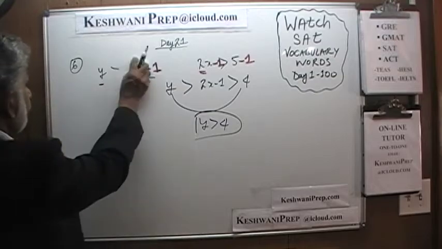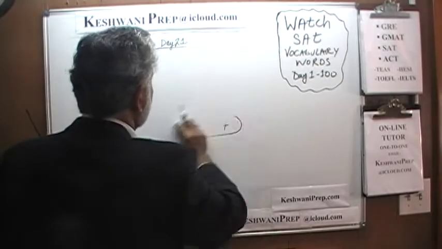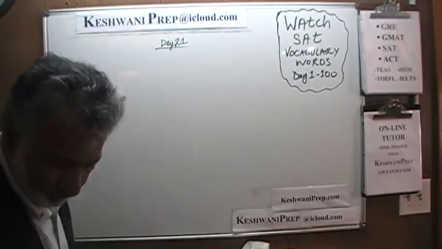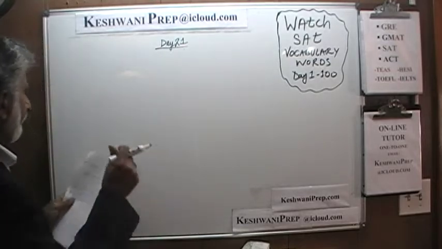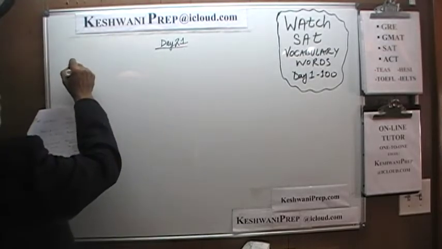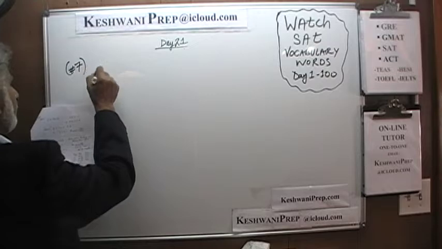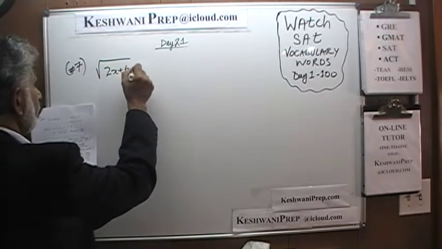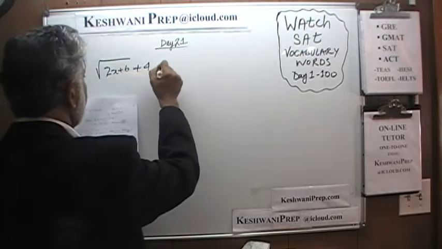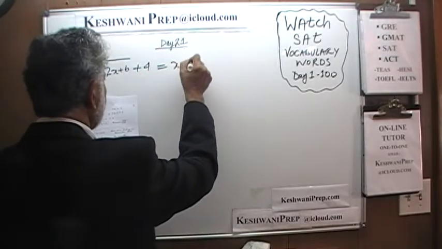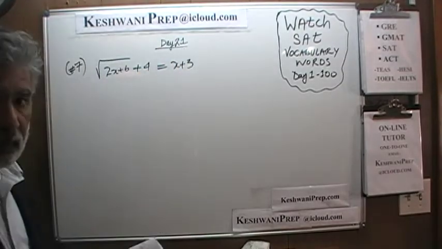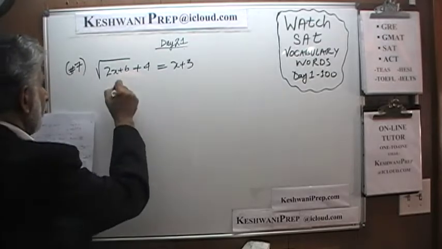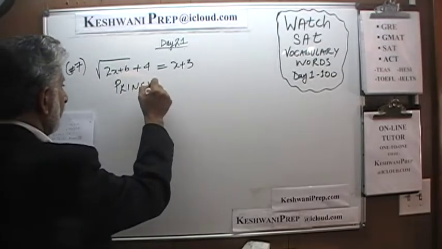Number 7. In number 7, we are told here that the root of 2x plus 6 plus 4 is equal to x plus 3. Here we're dealing with a concept called principal root.